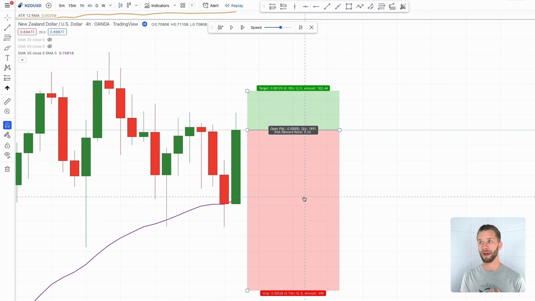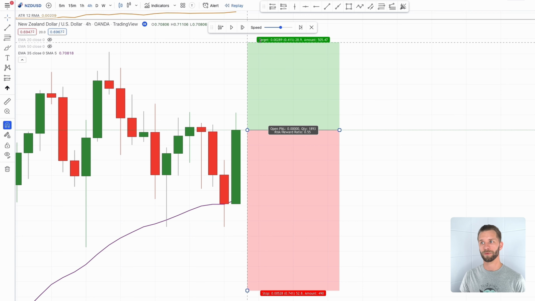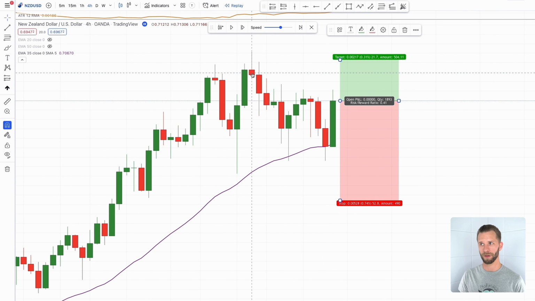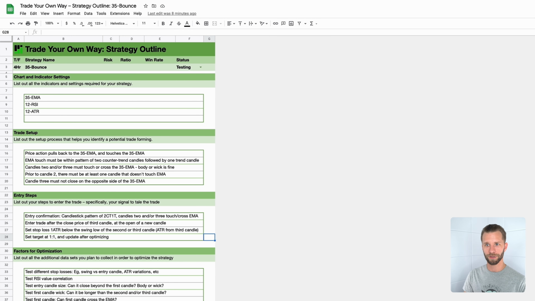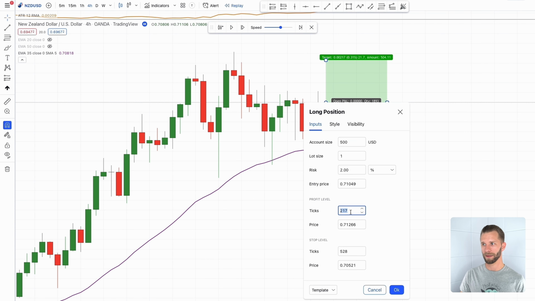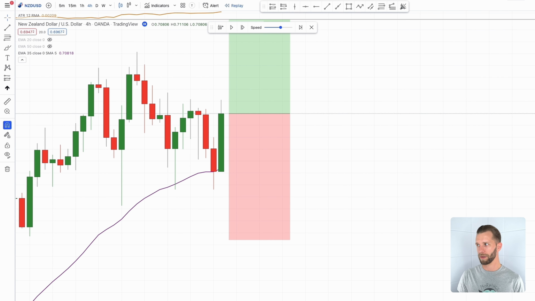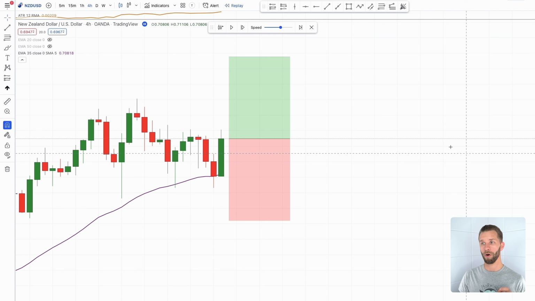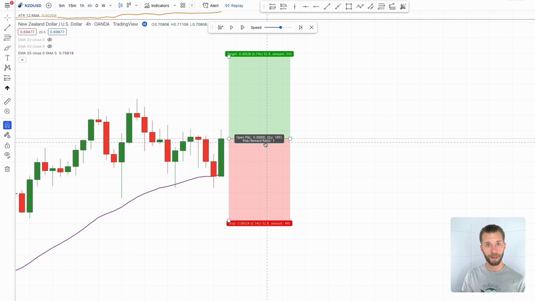So in order to figure out our ratio, as in how much we're looking to make off this trade versus how much we're going to be risking, we need to look again at our entry steps. Entry step number 4: set target at 1-to-1 and update after optimizing. So I'll start with setting the target as the same thing. Once again, I double click on there and I get 528 in here. And that's going to be what our first trade will look like. We have a reward to risk ratio of 1, which means we are aiming to make exactly the same amount as we are willing to risk. So if we were risking $10 on this trade, if it worked out in our favor, we would win $10.